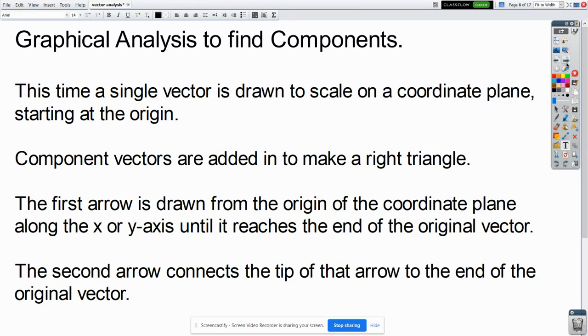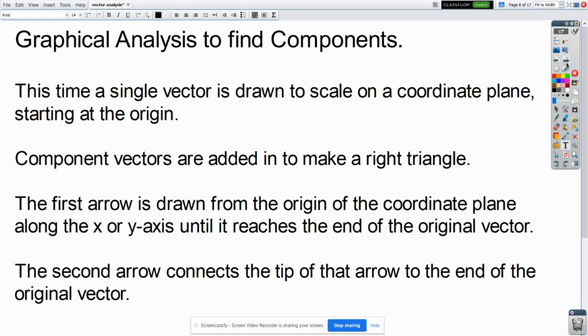The component vectors are added to that to make the right triangle. Again, it's kind of going in reverse. When we did the resultants, we had something on the horizontal, something on the vertical, and then we completed the triangle by drawing the angled vector in. This time we're going to start with the angled vector, and then we're going to add the horizontal and vertical parts to it to make the triangle, working really backwards.